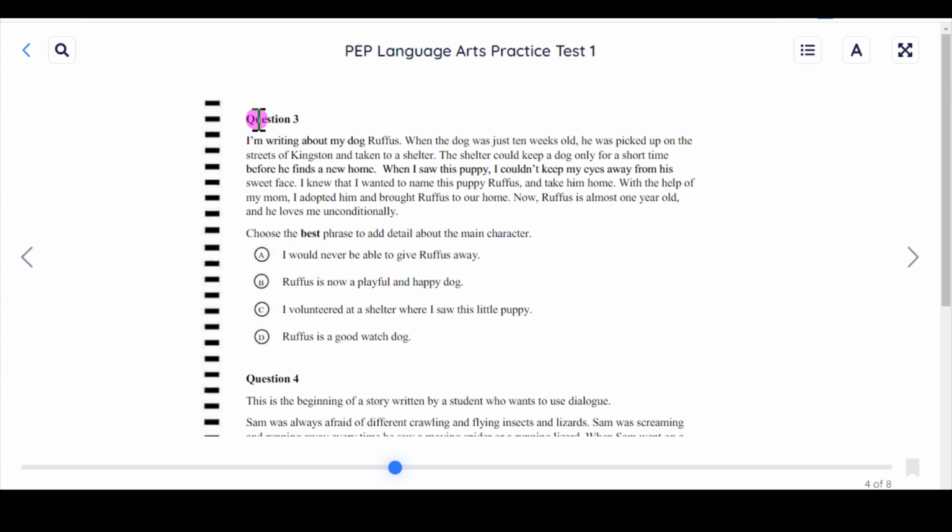All right, so let's read our paragraph here. I am writing about my dog Rufus. When Rufus was just 10 weeks old, he was picked up on the streets of Kingston and taken to a shelter. The shelter could keep a dog only for a short time before he finds a new home. When I saw this puppy, I couldn't keep my eyes away from his sweet face.